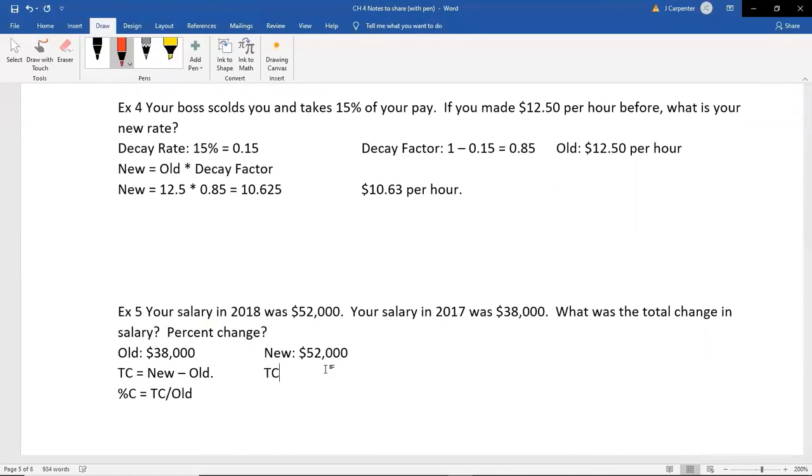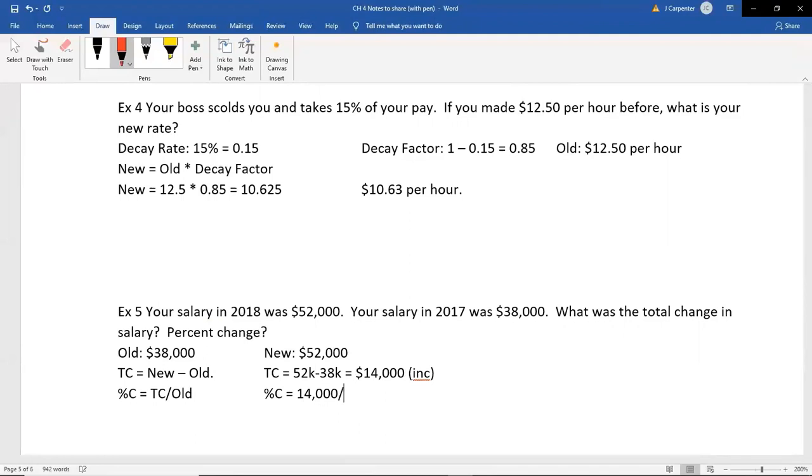So your total change is the 52K minus the 38K. And if you do that, you get 14,000. That's an increase. We went up from 38 to 52. We gained $14,000 in salary. The percent change would be the total change, which we just found, of 14,000 divided by the original value, which was the 38,000.